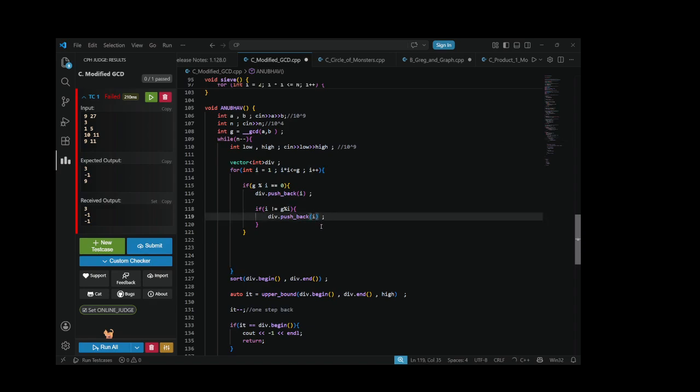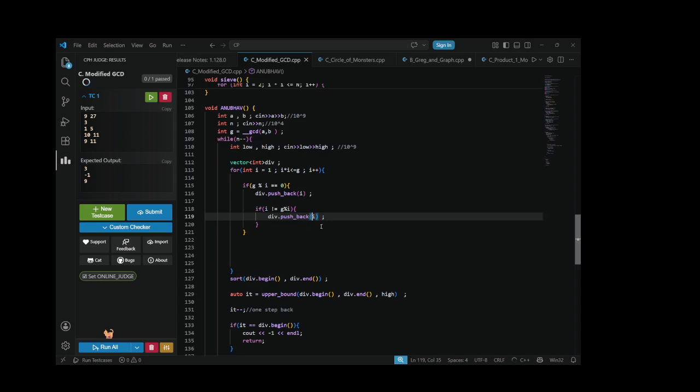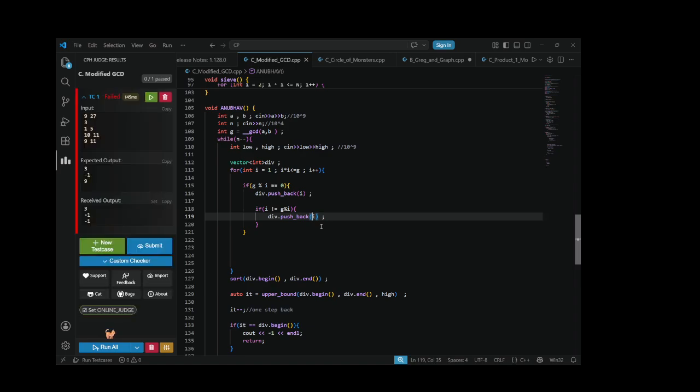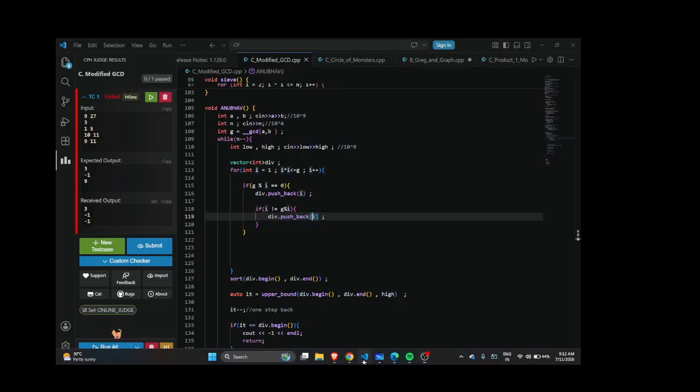No, am I writing the divisor code wrong? One minute. Let me dry run it once. So let's suppose 1 comma 3. If 9 is divided by 1, that means 1 is dividing the 3. Sorry, I was writing this wrong.